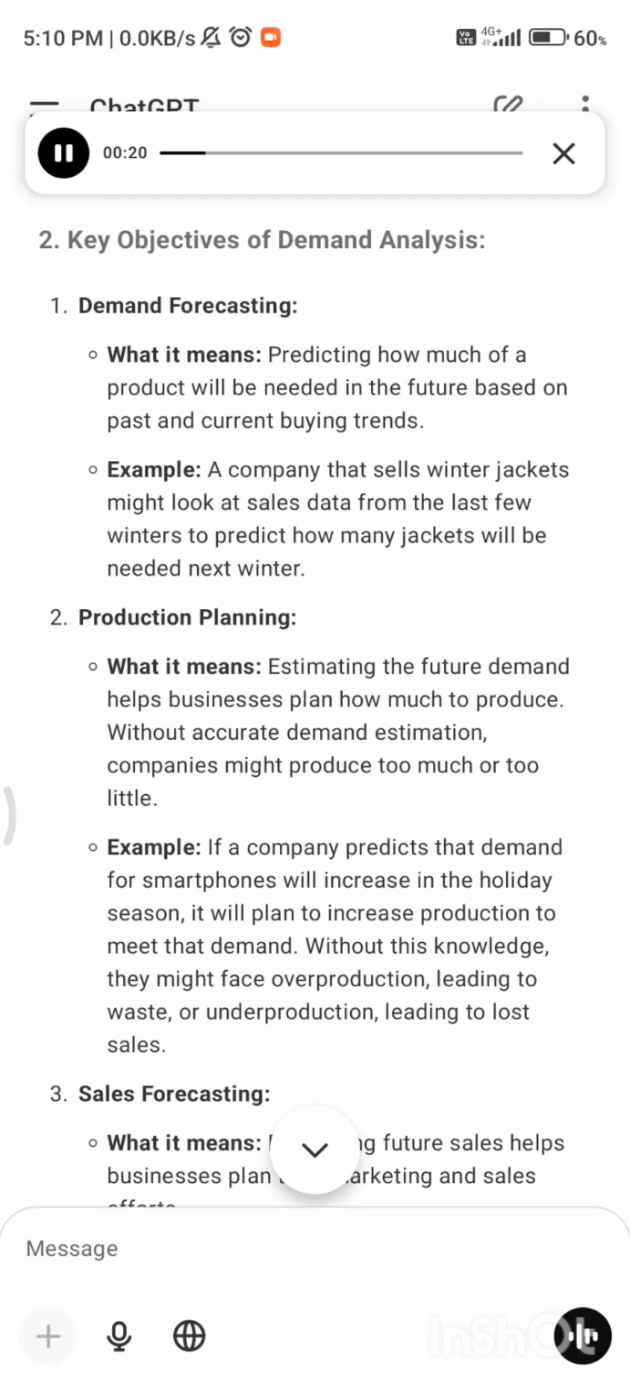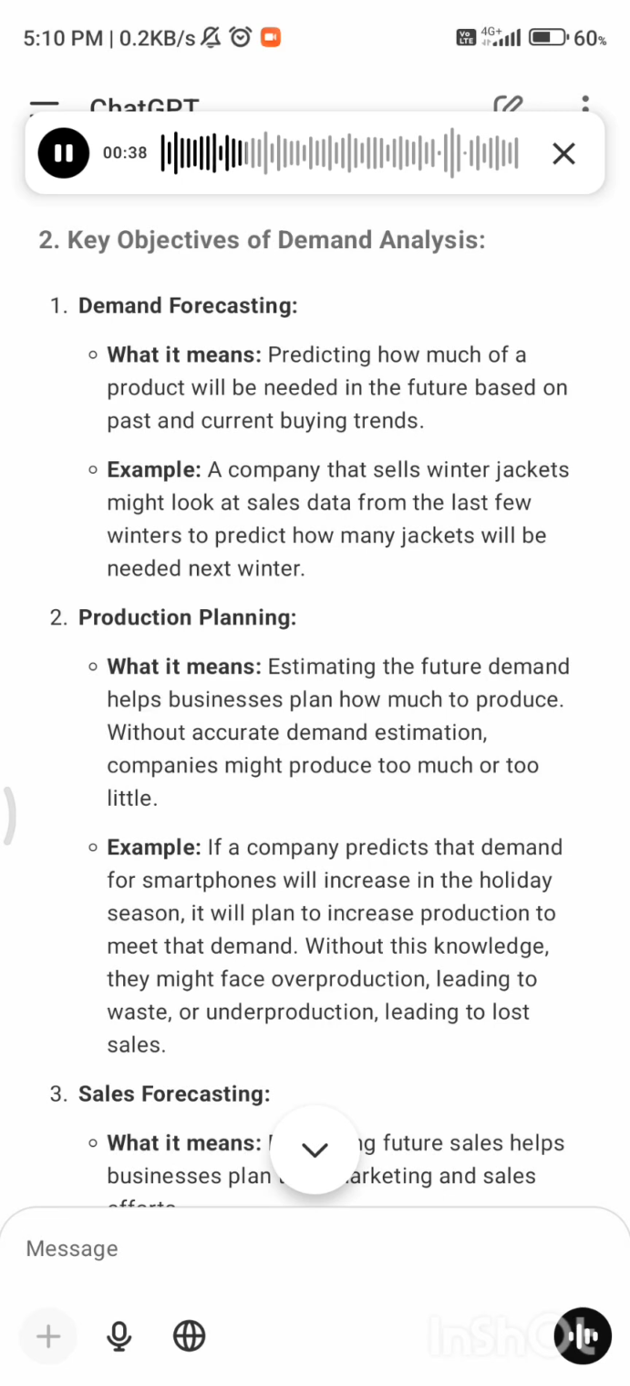1. Demand forecasting. What it means: predicting how much of a product will be needed in the future based on past and current buying trends. Example: a company that sells winter jackets might look at sales data from the last few winters to predict how many jackets will be needed next winter.